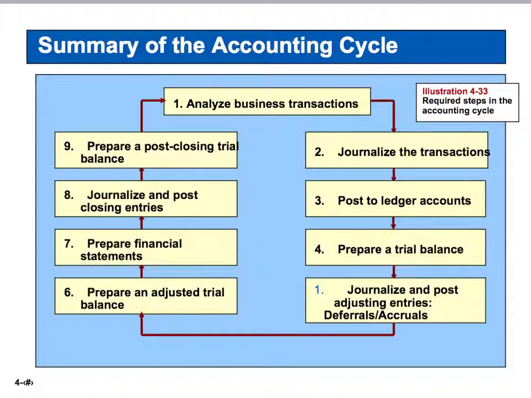Recall, we started off by analyzing business transactions. Then we looked at how we recorded them in chronological order in the general journal. Then we posted them to what was called the general ledger, to these ledger accounts. We prepared a trial balance, and that is a balance to see if all the transactions that I have recorded in debits and credits are equal.